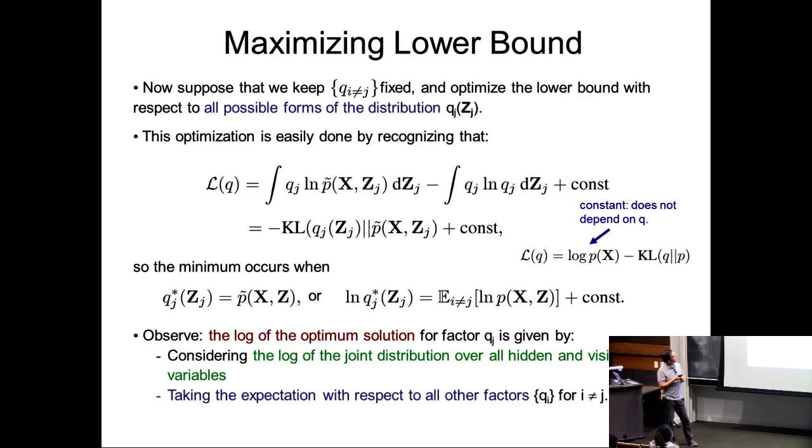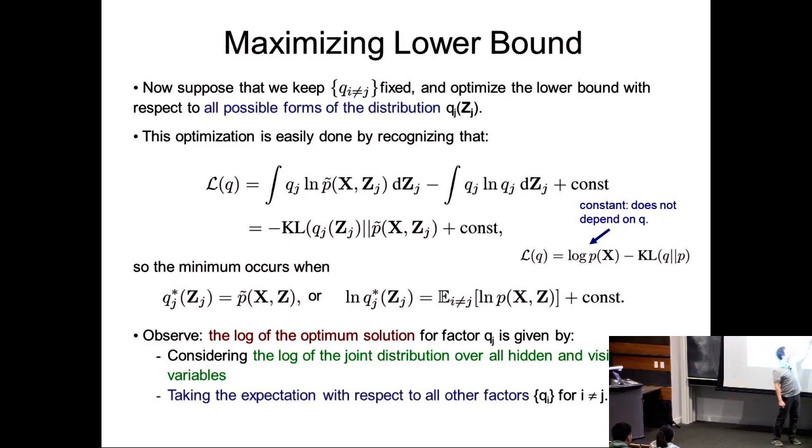Now suppose we keep these Q_i's fixed and optimize the lower bound with respect to all possible forms of the Q distribution. Right? So what's the optimal choice of Q? Well, I can write this problem as this. This is just a simple derivation of the KL term. I can recognize that the variational bound can always be written as the log probability of x minus KL. That's our equality. So I can put this inside and derive this KL term. So the optimal Q function is given by this expression, because the optimum is when KL equals 0. That's when the variational bound is maximized.